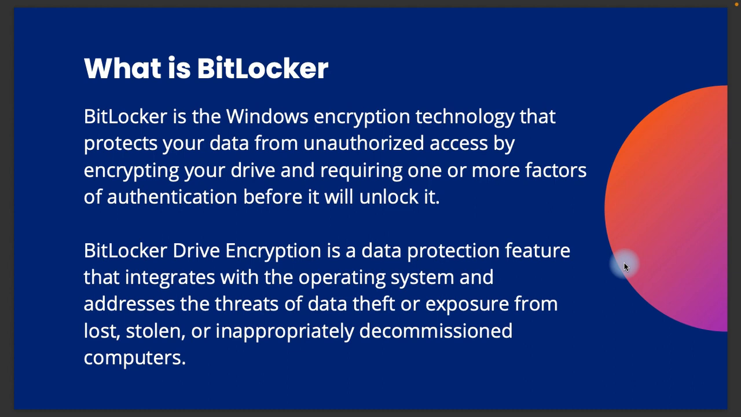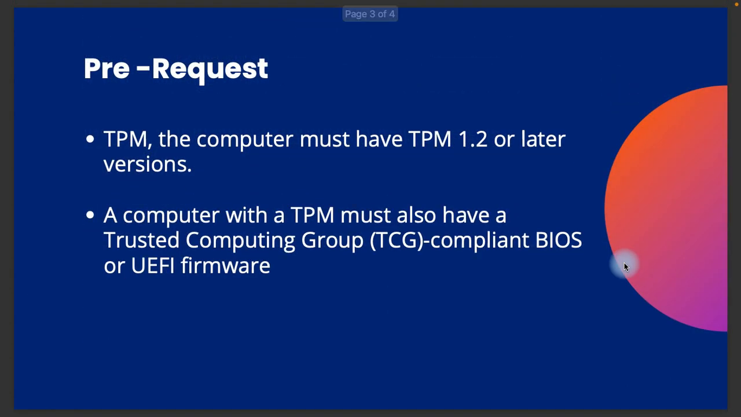Next step: what are the prerequisites for enabling BitLocker? The computer must have TPM 1.4 or a later version, and the computer with the TPM must have a Trusted Computing Group compliant BIOS or UEFI. I will also discuss the case without a TPM, because old computers have no TPM module, so we need to enable BitLocker another way. Windows provides a way to enable BitLocker without TPM, and I will show you how in the demo.